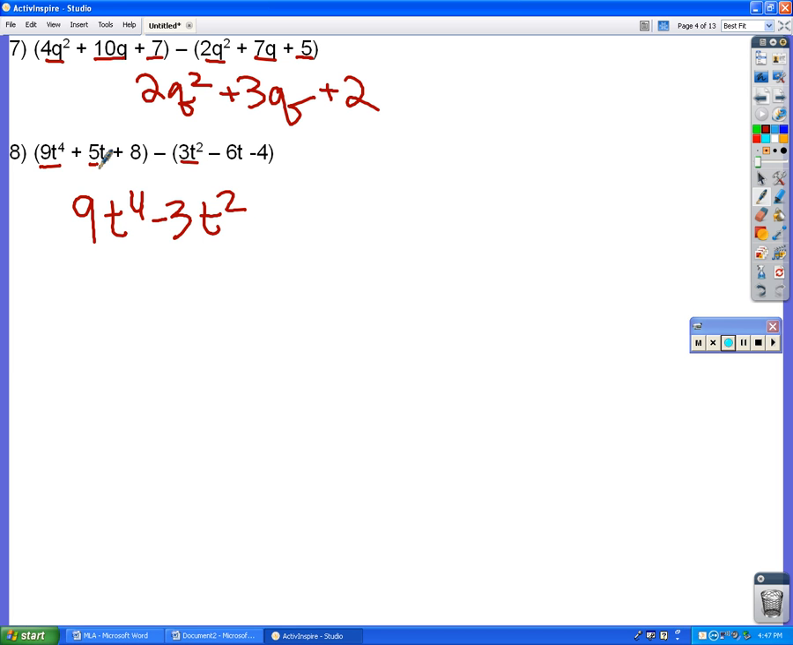Then I have 5t minus a negative 6t. These two negatives make a positive, so I have 5t plus 6t, which works out to be 11t. And then I have 8 minus a negative 4, which again is really like 8 plus 4, so that's going to work out to be 12. So the subtraction is a little bit trickier than the addition because you have to remember that the negative sign is going to carry through to all of the terms in the parentheses.